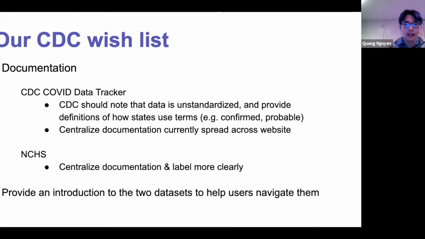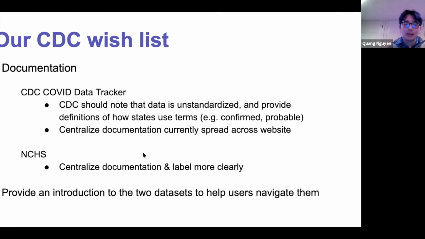Kwang? Yeah, so for the NCHS data, the benefit is that the NCHS actually has a lot of documentation in terms of what the data means and how they aggregate these data, and individual notes on the individual data tables. The problem that we have is that it's not centralized and it's not really intuitive as to where you can find things like data definitions. They have a section called technical notes, and they also have an FAQ. And so sometimes it gets confusing for people where to find what definition.